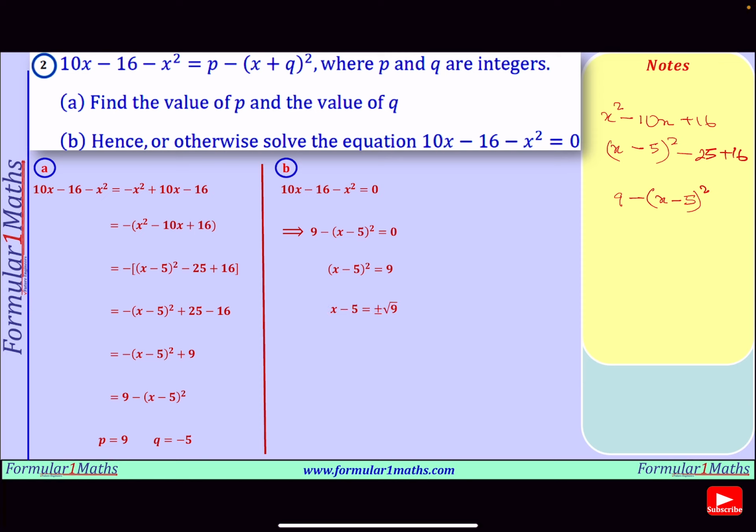We're going to get x minus 5 is equal to plus or minus the square root of 9, but the square root of 9 is 3. So this becomes x minus 5 is equal to plus or minus 3. Then I'll take minus 5 to the other side, and I'll get x is equal to 5 plus or minus 3. These are two solutions. So the first one is x is equal to 5 plus 3, which is equal to 8. And then the second one is x is equal to 5 minus 3, which is 2. So these are our solutions.